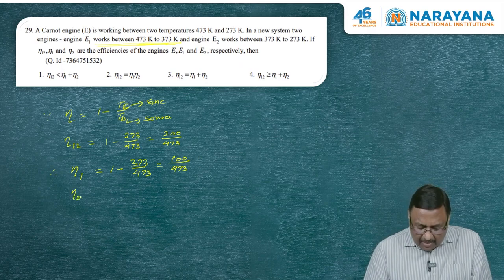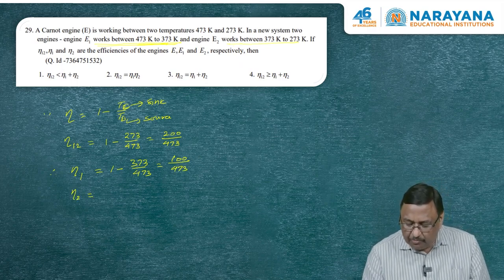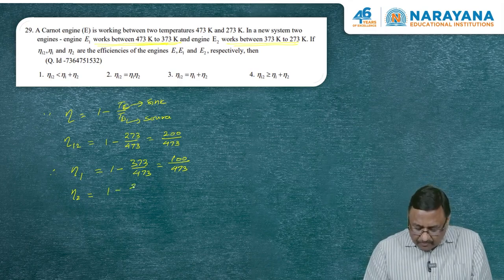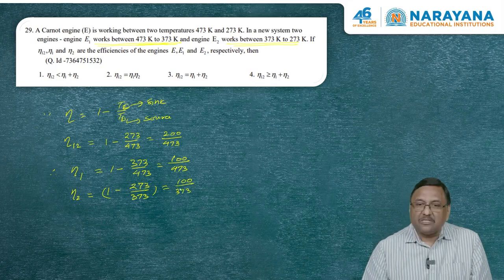Similarly, if I write what is the efficiency of the second engine E2, in case of E2 it is working between these two temperatures 373 and 273, again much simpler to answer. It is 1 minus 273 upon 373. This becomes nothing but what? Again 100 upon 373. That becomes this temperature range.